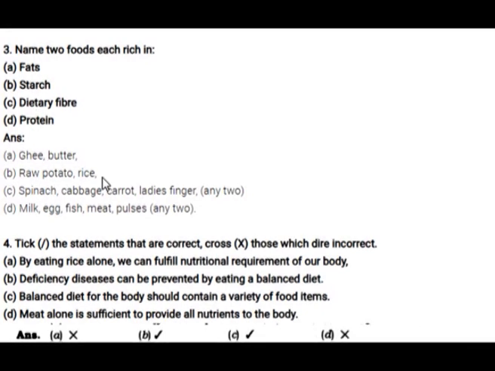Starch: potato and rice. Dietary fiber: spinach, cabbage, carrot, lady's finger. You can write down any two. Protein: milk, fish, pulses.